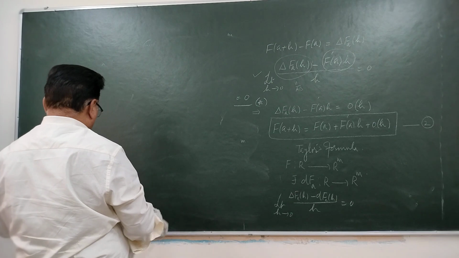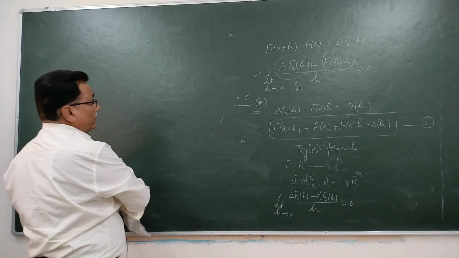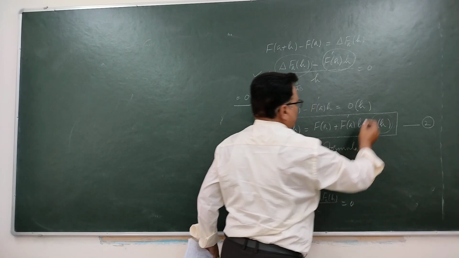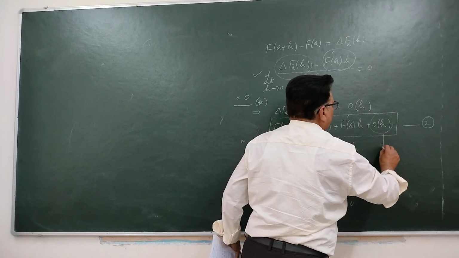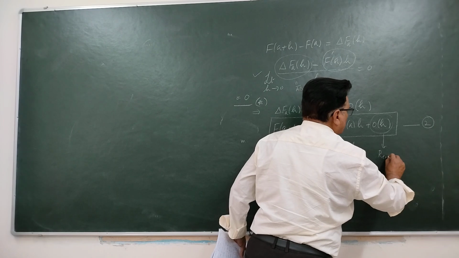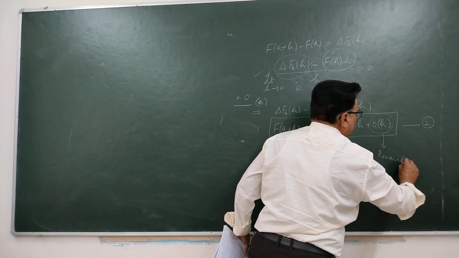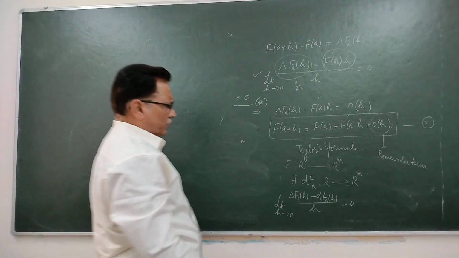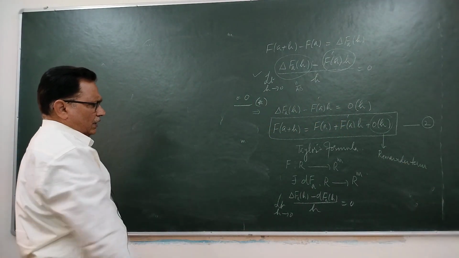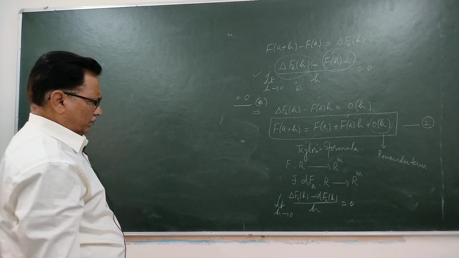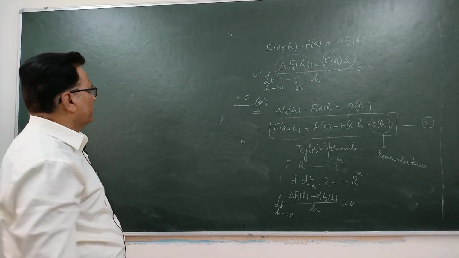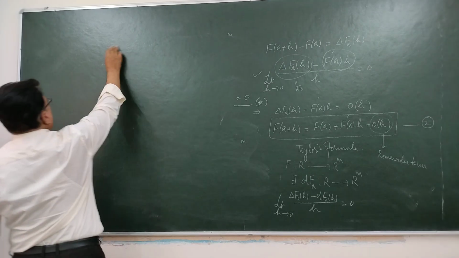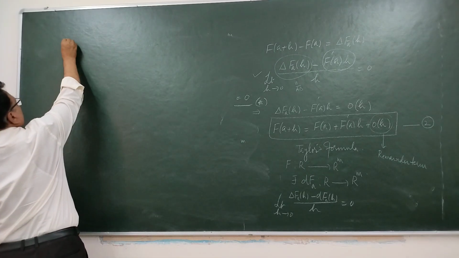Now, when you see in this formula 2, this term o(h) appears and we call it the remainder term. Whenever you write a Taylor series, this last term is known as the remainder term. There are several expressions for the remainder term. Now we will look into it geometrically. So, this is the remainder term.